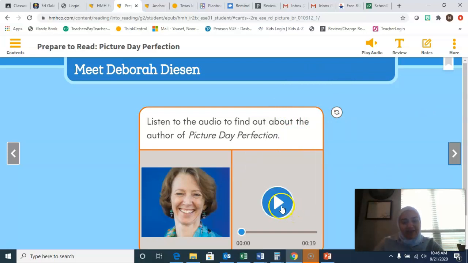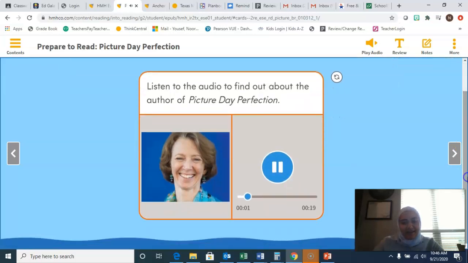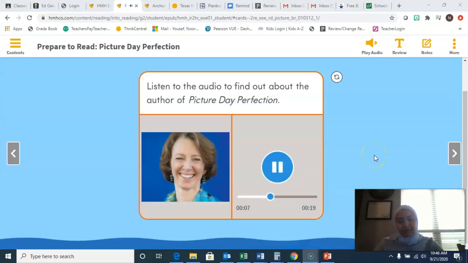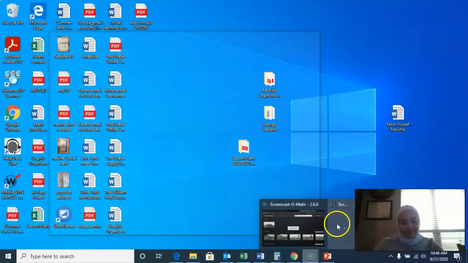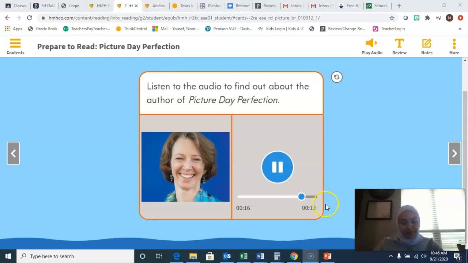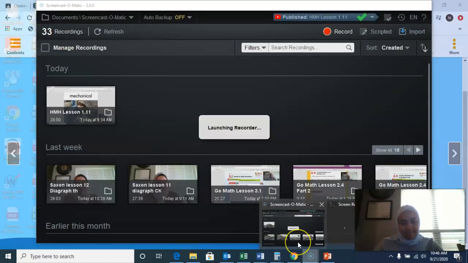of Picture Day Perfection. Deborah Deason has always loved books. In fact, before she was an author, she used to work as a bookseller and a librarian. Now she lives in Michigan and writes silly stories that make children laugh and think. When she is not writing, she likes to read, go for walks, and do crossword puzzles.